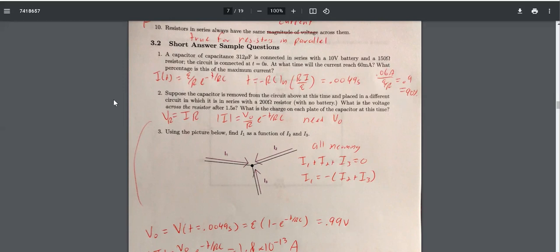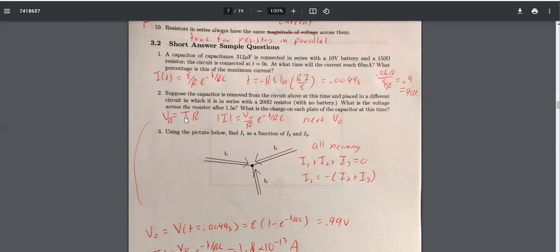All right, now suppose the capacitor is removed from the circuit, this circuit described here, and placed in a different circuit that only has a resistor and no battery. Okay, so we want to know what is the voltage across the resistor, and then what is the charge on each plate. So the voltage across the resistor is always the current times the resistance. This is just Ohm's law, so this is true.